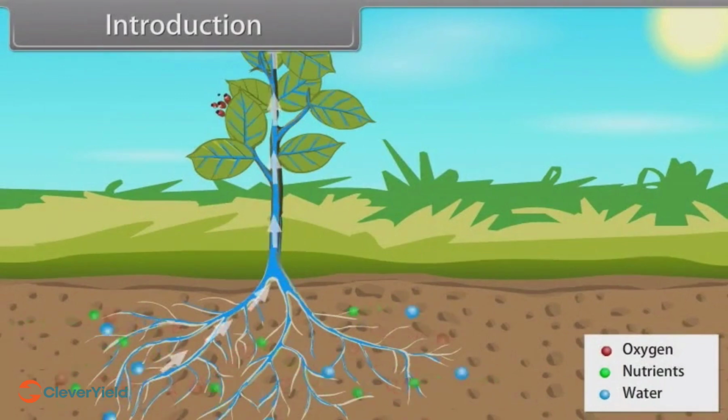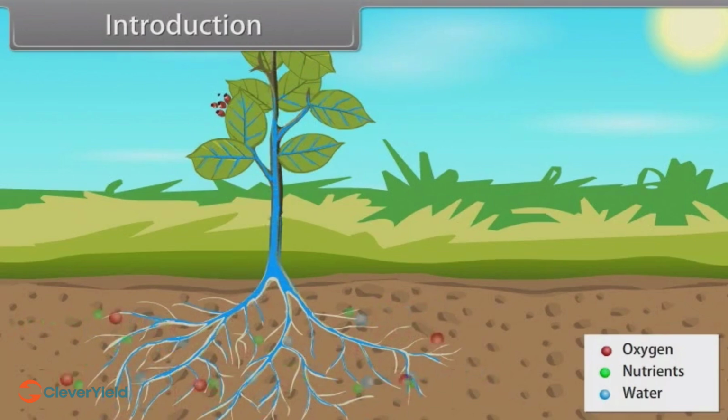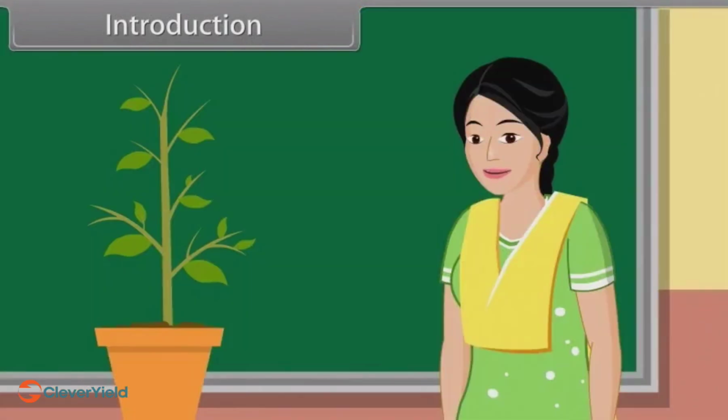One more thing I would like to tell you is that there are 5 plant growth regulators. They are auxins, gibberellins, cytokinins, ethylene and abscisic acid. Okay, now it's time to learn about plant growth and development.